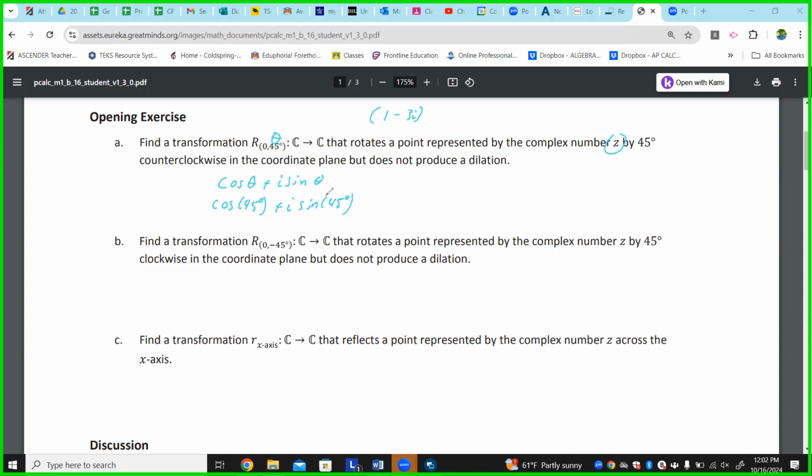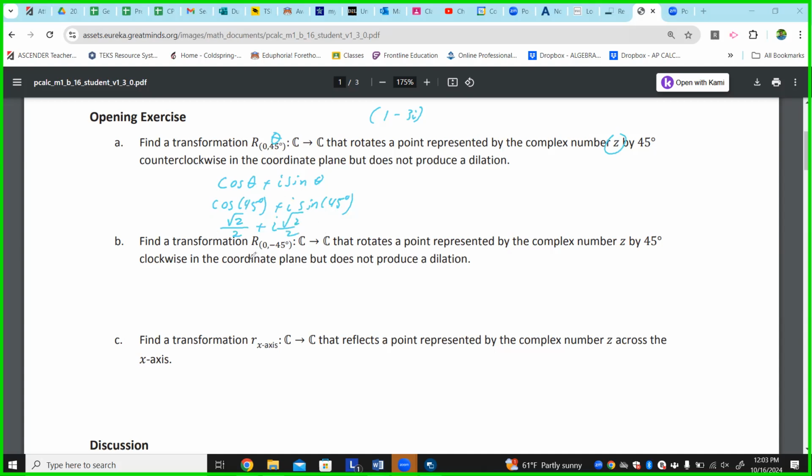So if you go to your unit circle that we created and we go to 45 degrees, what is the cosine of 45 degrees? Which remember, that is the x value of the coordinate. Perfect. Square root of 2 over 2 plus i. What is sine of 45? Also square root of 2 over 2.